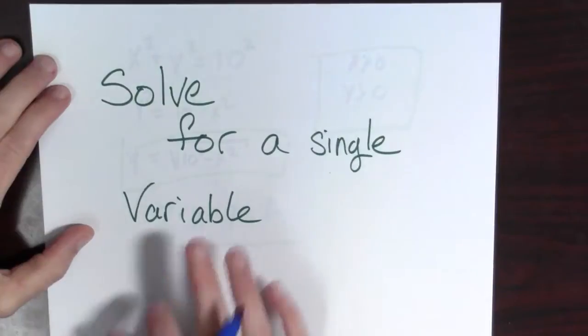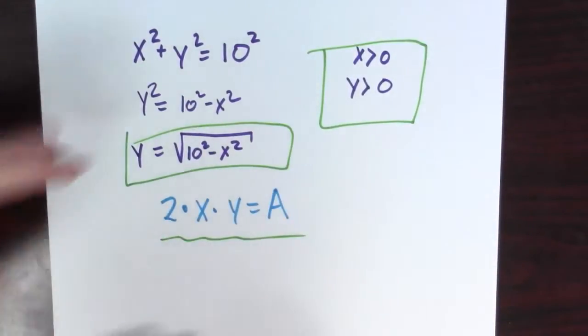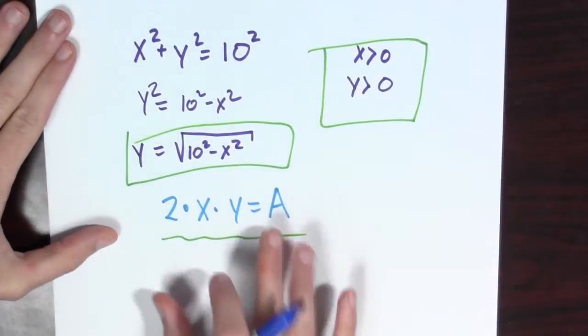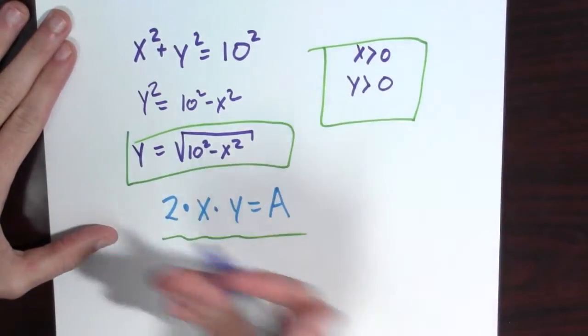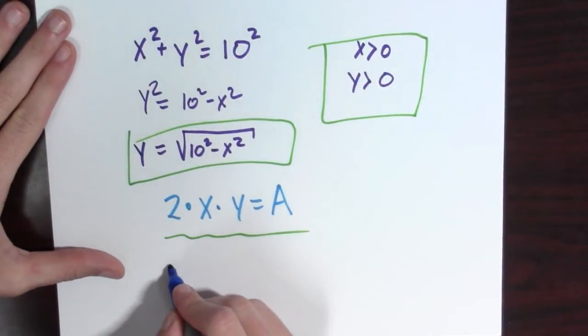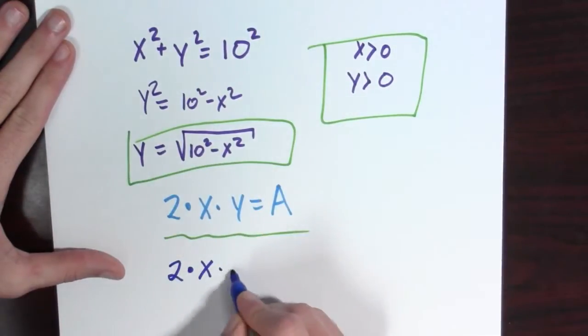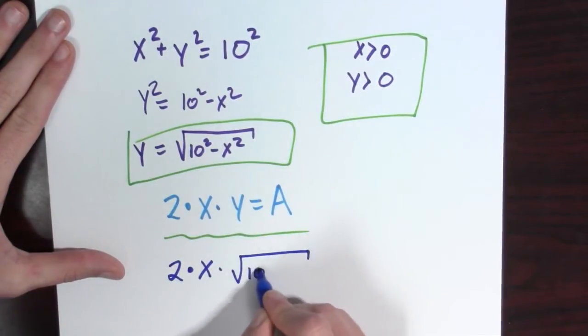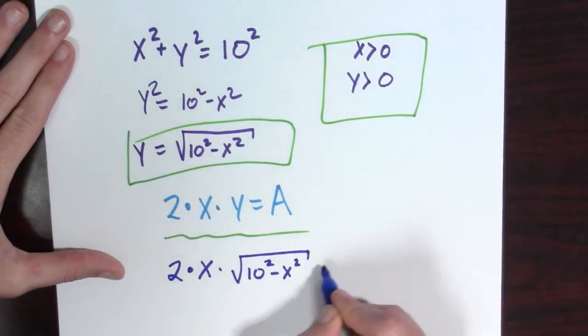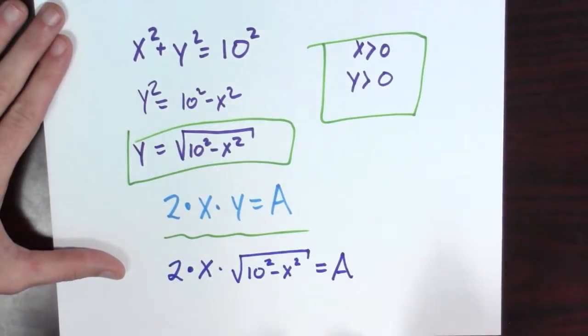But now we have too many letters, so we need to solve for a single variable. All right, so we look at our constraints here, and I have all these variables around, but I've already solved for y, got a little ahead of myself perhaps. I can just write 2 times x times, now plug in for y, the square root of 10 squared minus x squared equals A. And if you remember what our goal is, we want A to be as large as possible.